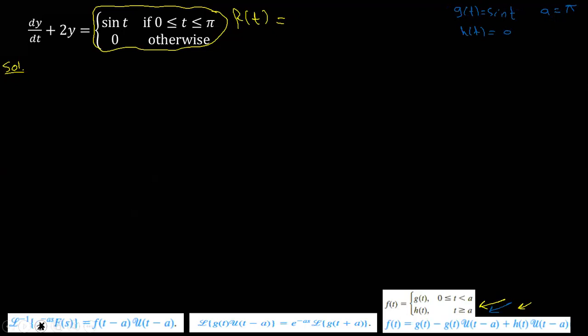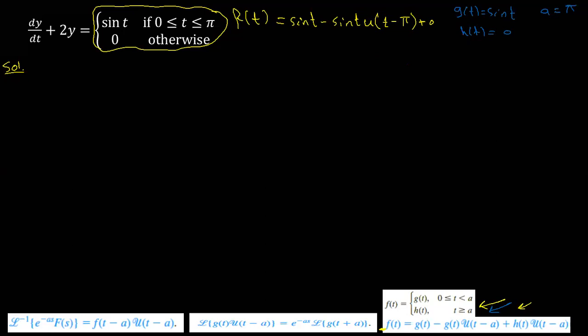Help me now to write the formula for the function f. So what should I write here? Yes, the formula here. I need sin t minus sin t times what? u of t minus a. Where is a? Pi. Plus your h, which is 0. 0 times anything is 0, no need to write the answer. Okay. Yes, thank you, Omar.